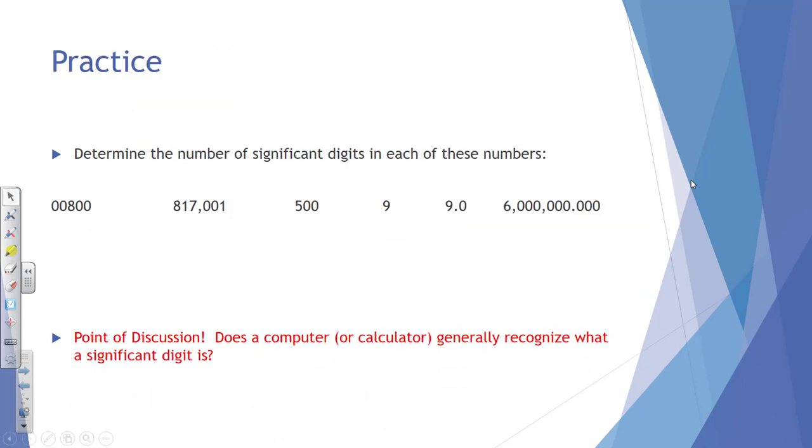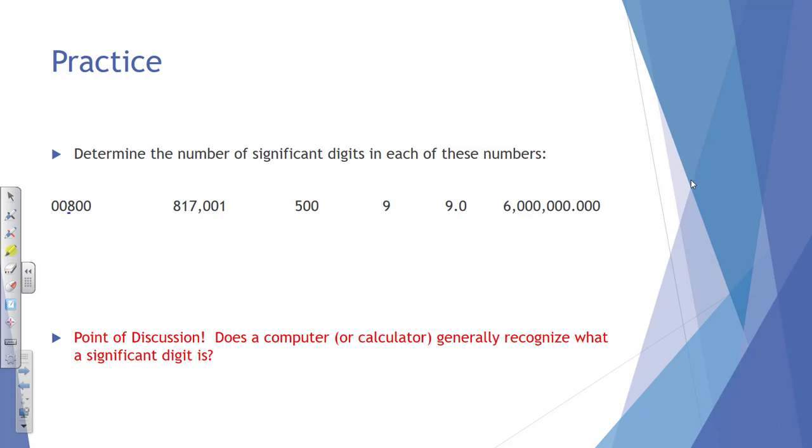Okay, I'd like you to take just a minute, look at each one of these 6 numbers, and count the number of significant digits in each of these numbers. You can pause the video and resume it after you've done your count for each number. Okay, let's take a look.